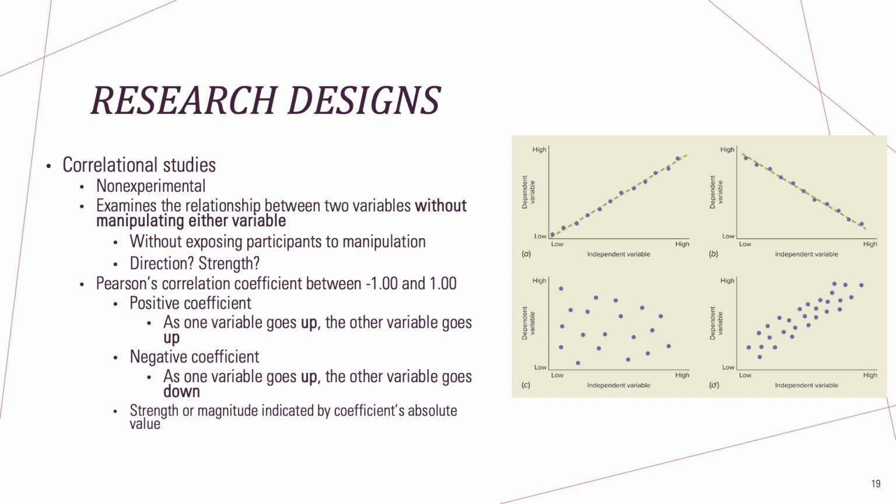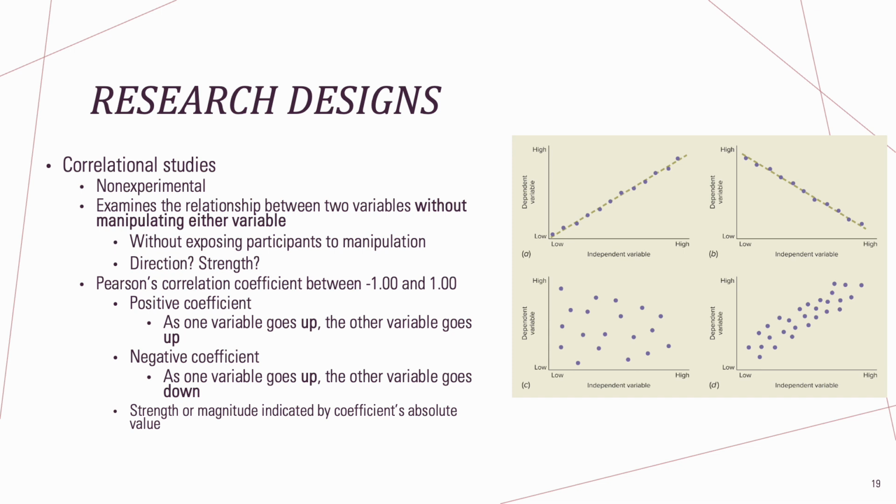In contrast, if we have a negative coefficient, what that tells us is that as one variable goes up, the other one goes down. So if we have a negative 0.48 correlation between marital discord and attachment security, as marital discord goes up, child attachment security goes down, and the strength of the association is 0.48. So the strength or the magnitude is indicated by the coefficient's absolute value.